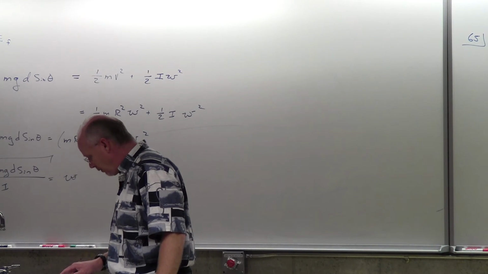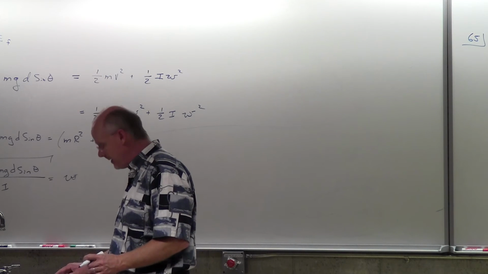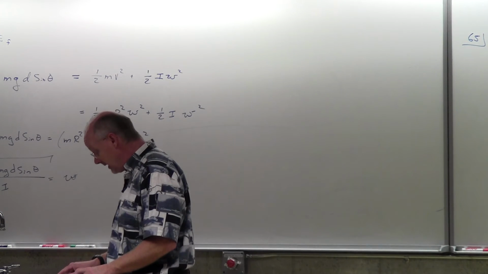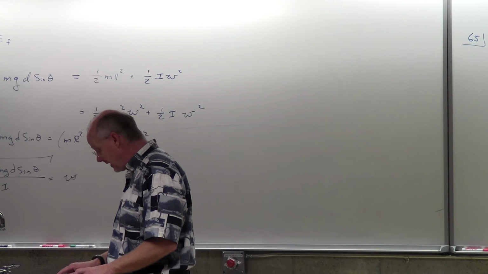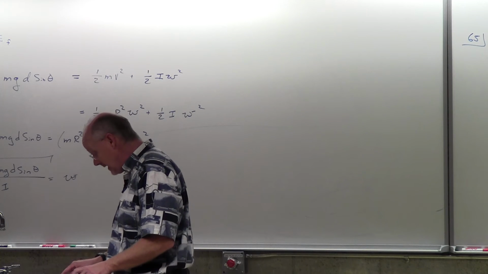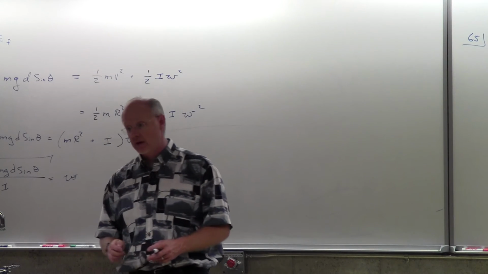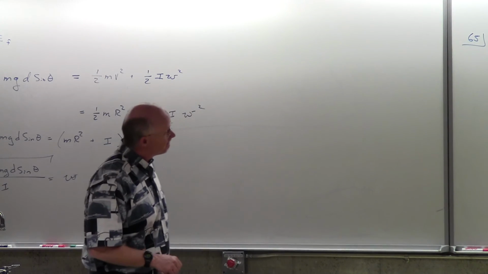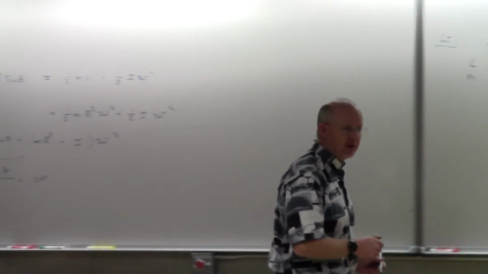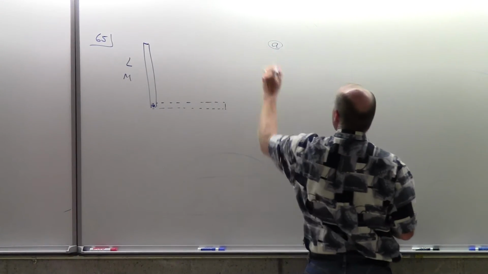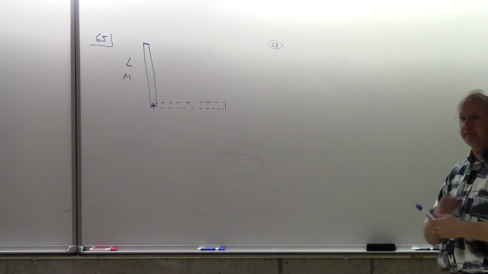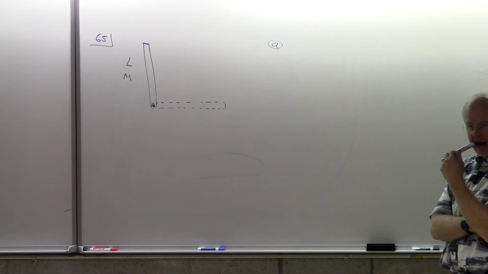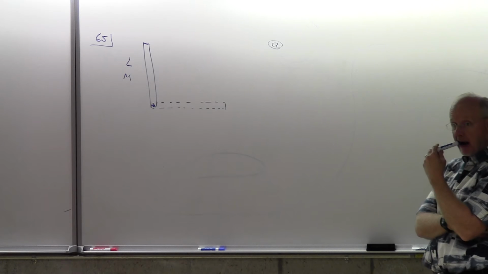So at the instant the rod is horizontal, find A, its angular speed, B, the magnitude of its angular acceleration, C, the x and y components of the acceleration of the center of mass, and D, the components of the reaction force on the pivot. Well, let's start with A. What's the angular speed? All right, so how am I going to get the angular speed here? What principle shall I use? I would go with energy.